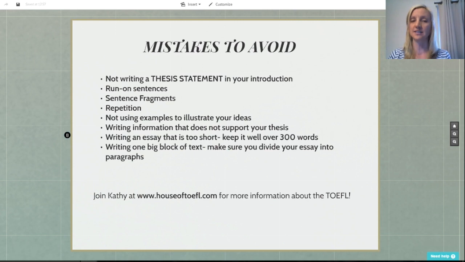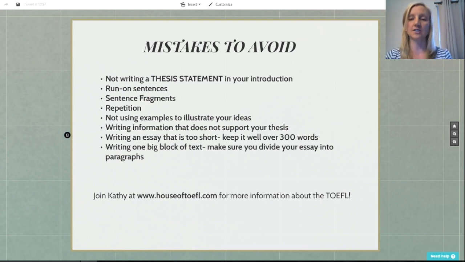That's the same with sentence fragments. Google sentence fragments, find out what they are, find out how to avoid them. Okay, they're very common mistakes my students make. Next, avoid repetition. So expand your vocabulary so you're not repeating yourself. It's a mistake to not use examples to illustrate your idea. Again, you must use a lot of examples and be as specific as possible.